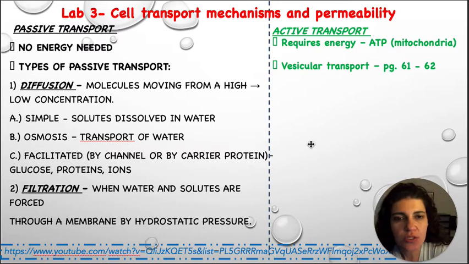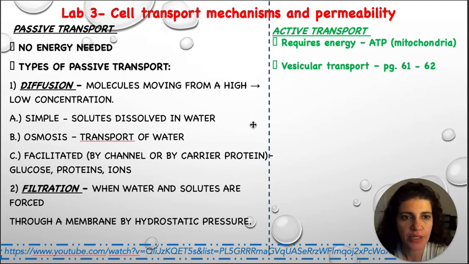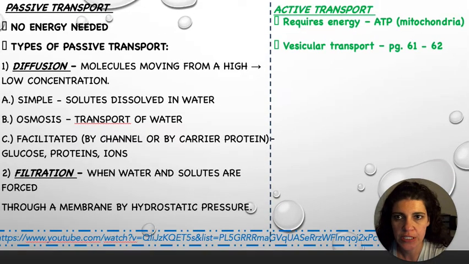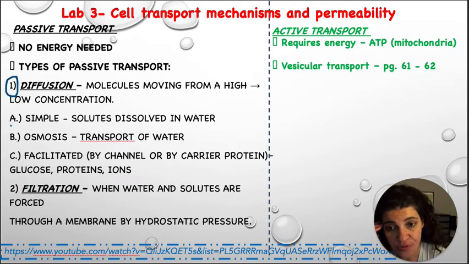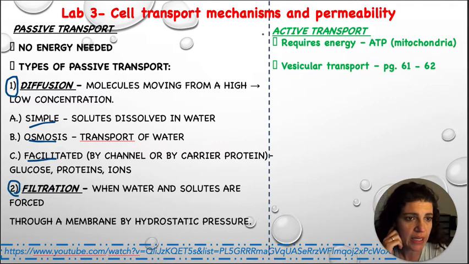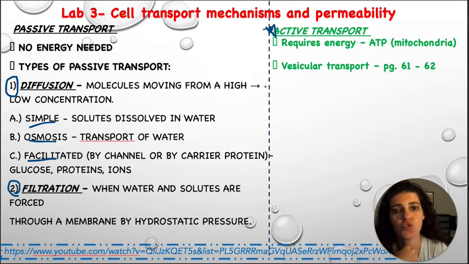So, we're here today to talk about lab 3, exercise 5, cell transport mechanisms and permeability. We're going to talk about passive processes, or passive transport. Just get my pen here. Can't live without my pen. We're going to talk about in the passive type what is diffusion and the different types of diffusion: simple, osmosis, and facilitated diffusion. And then we're going to talk about filtration super quickly and about active processes, active transport.